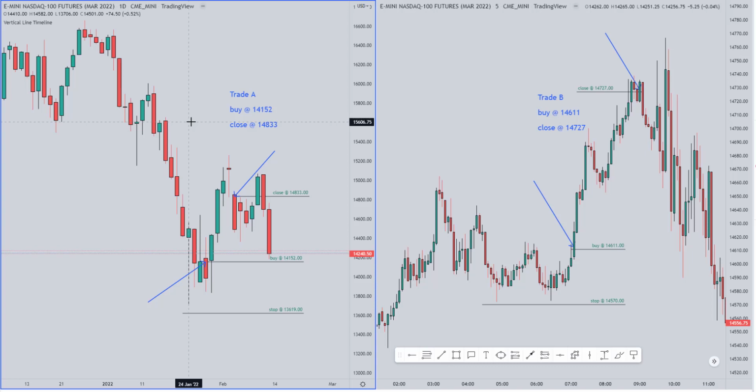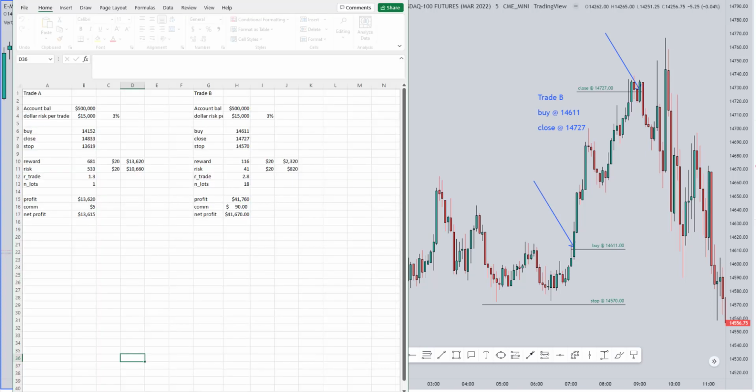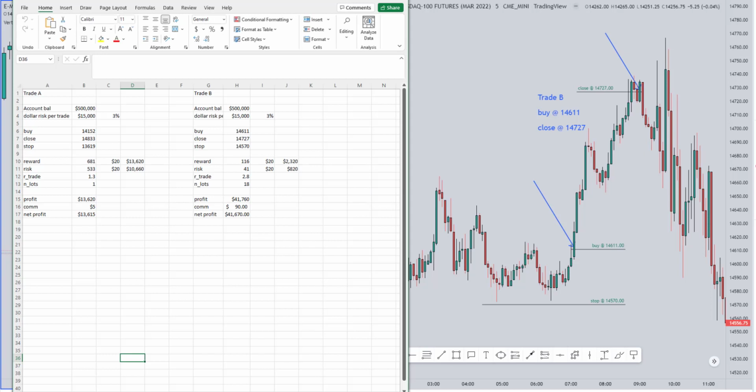Now, the trader on the left makes a trade on the daily chart and maybe gets in here and gets out there. And the trader on the right makes a trade on the 5-minute chart and maybe gets in here and gets out there, and the stops are also shown. So I took all those numbers and put them into a spreadsheet, which is this one. Okay, so these are the numbers.